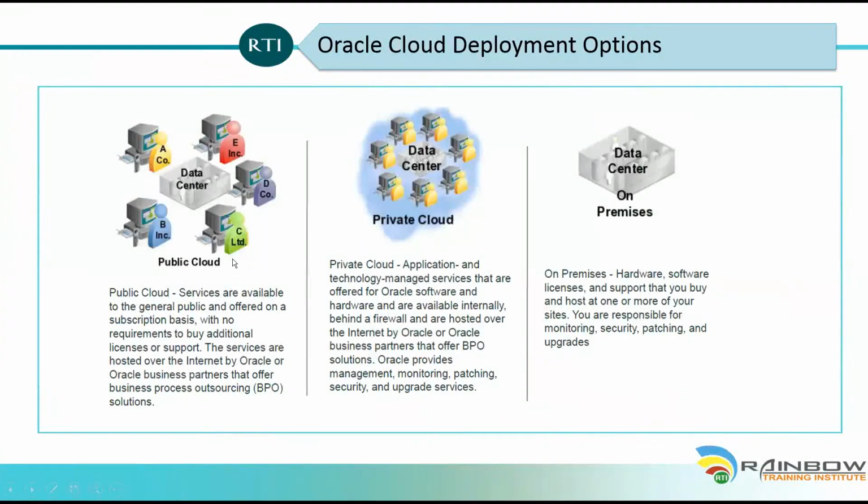The first is called public cloud. What does public cloud mean? Public cloud is a data center maintained by Oracle, and in that data center the application will be deployed. Company A, company B, company C, company D, and company E, all these companies will keep accessing data from this data center. As all these people are sharing the same application, it is called public cloud.